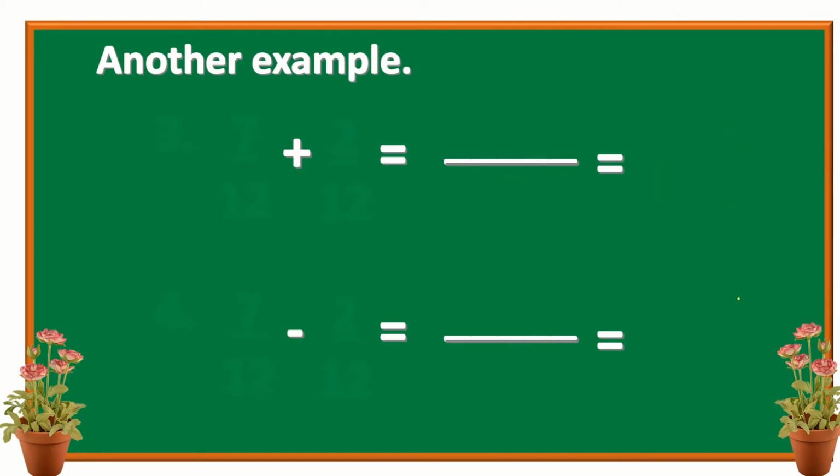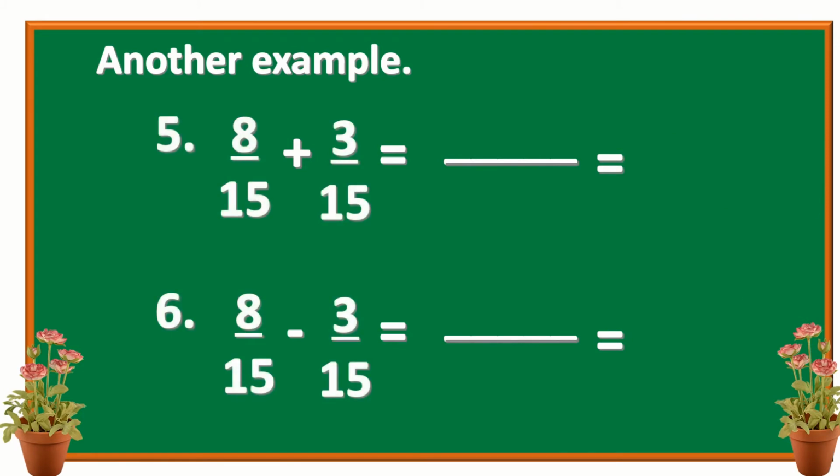Okay, let us move to number 5 and number 6. 8 over 15 plus 3 over 15 and 8 over 15 minus 3 over 15. So, we copy 8 plus 3 over 15. What is 8 plus 3? That is 11 over 15. Again, this is big, but no number can divide both 11 and 15. So this is now our final answer.